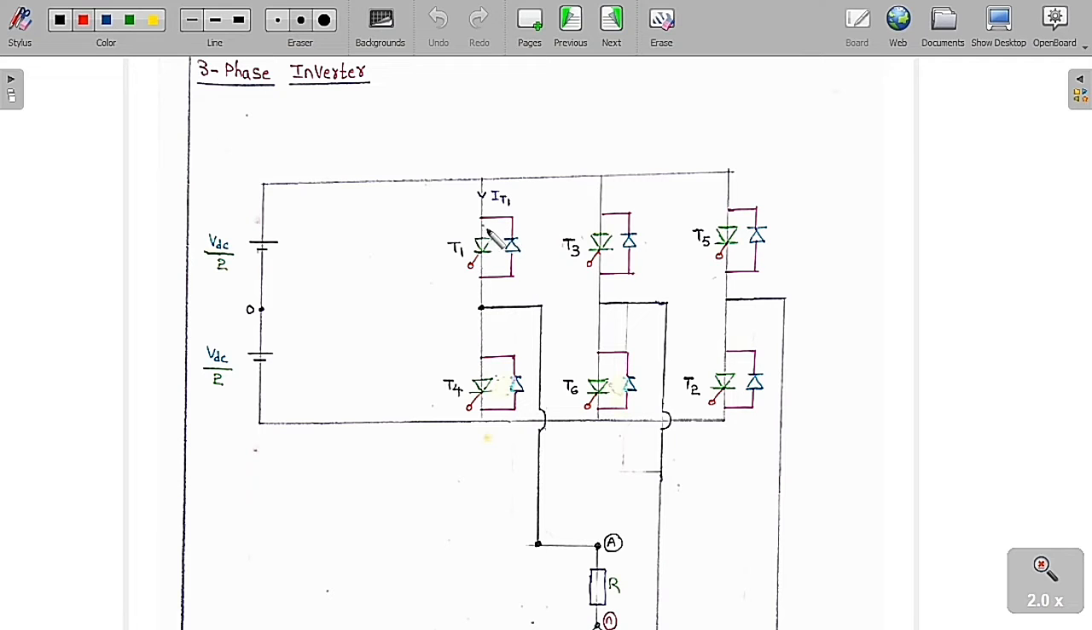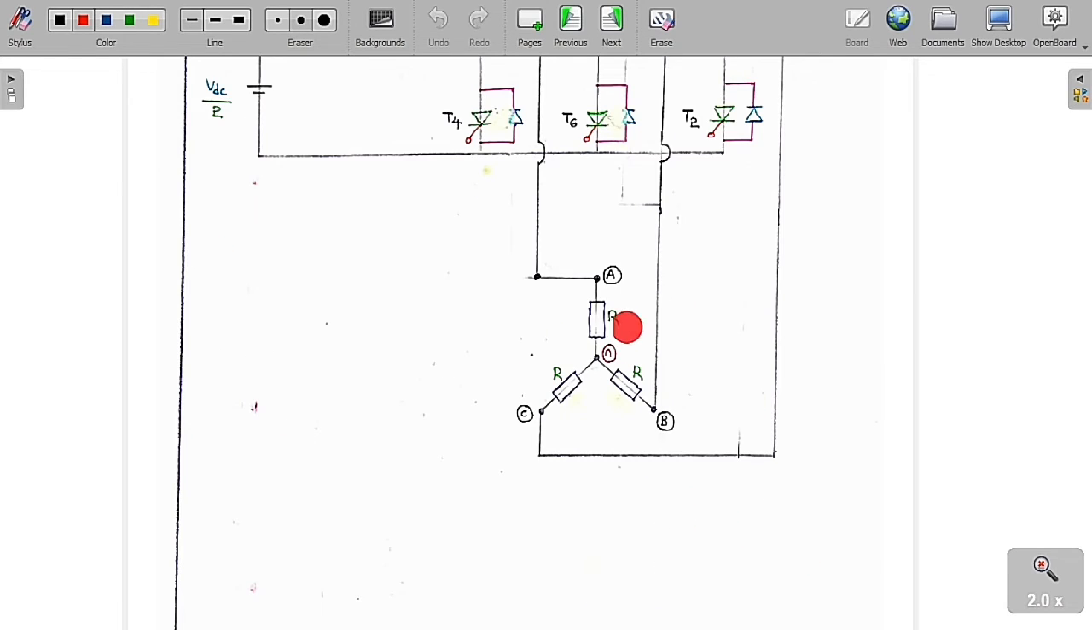Let me assume the current in the thyristor T1 is IT1. Whenever the loads are purely resistive, the free wheel diodes are not going to conduct. Only the thyristors are going to conduct. So we are going to study only resistive loads, balanced star connection or balanced delta connection.